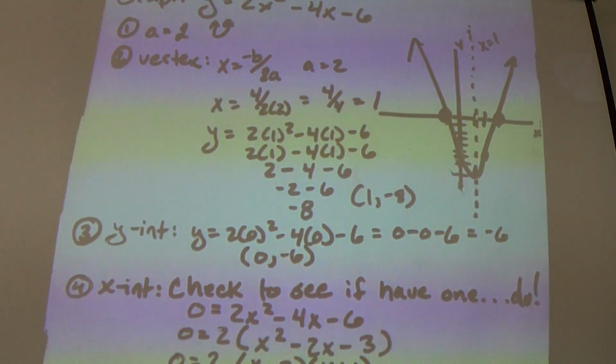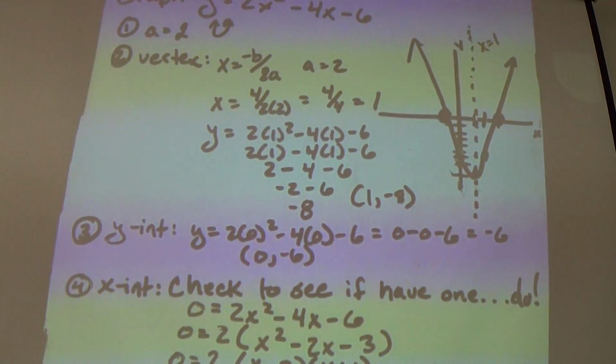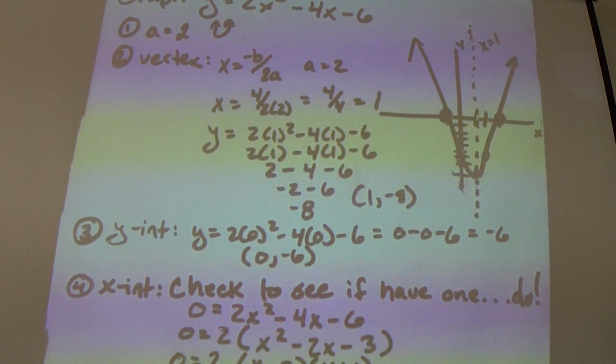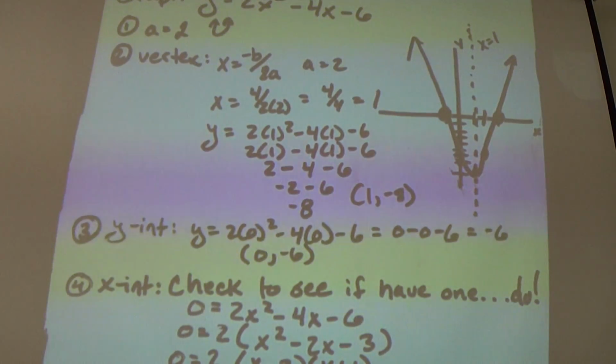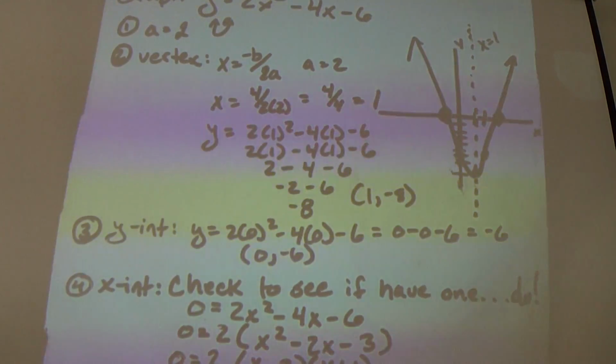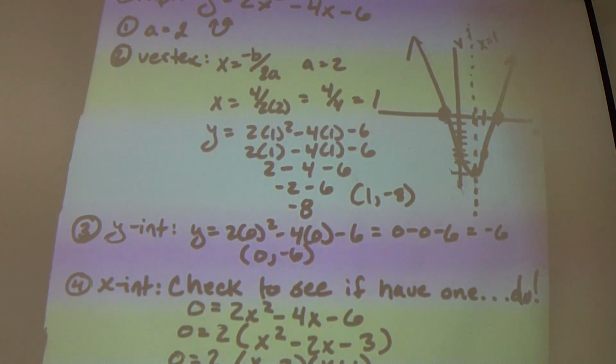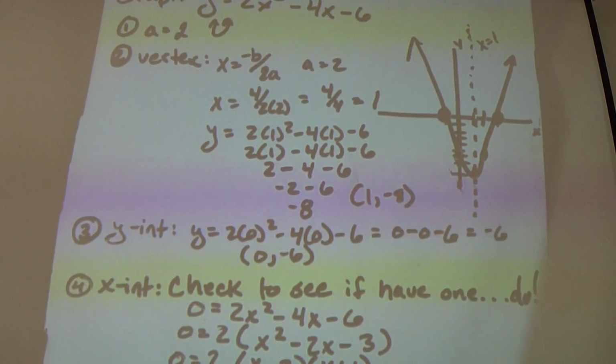Remember, your quiz on the quadratic is going to be Wednesday of next week. But that's it. They might ask you just simply to do x-intercepts. They might ask you just to do vertices. Or they might ask you to match a graph. Okay? But that's it.